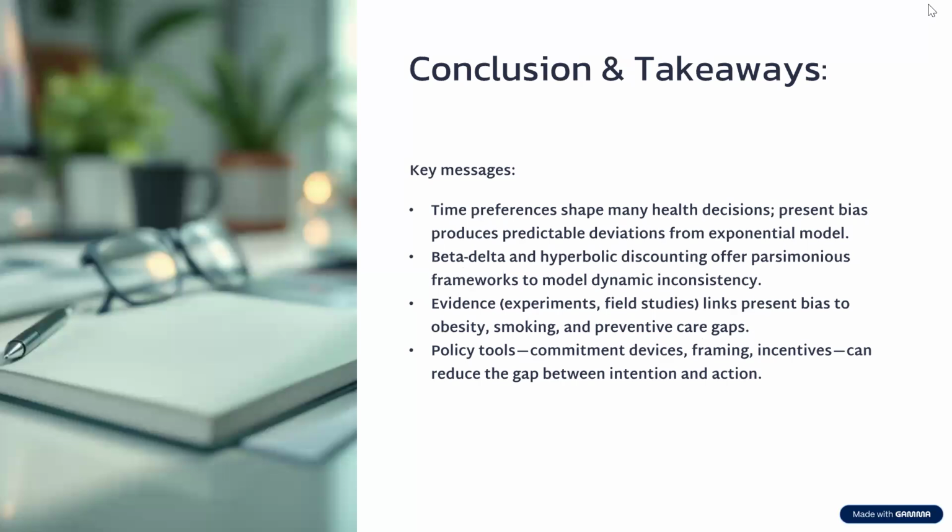Now we'll conclude with the key messages in this topic. Time preferences shape many health decisions. Present bias produces predictable deviations from the exponential model. Beta, delta, and hyperbolic discounting offer parsimonious frameworks to model dynamic inconsistency. Evidence from experiments and field studies links present bias to obesity, smoking, and preventive care gaps. Lastly, policy tools, commitment devices, framing, and incentives can reduce the gap between intention and action. That's it.